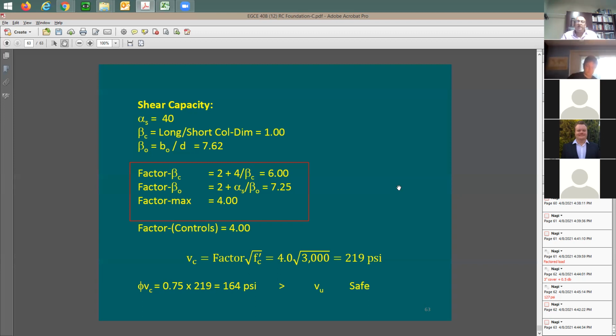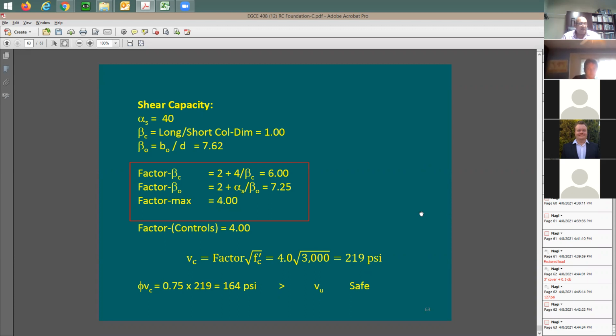Now in your project, you're gonna have a footing design. And in your footing design, you're gonna be doing 3 checks: reinforcement, one-way shear, two-way shear. So first, you size the footing based on the allowable soil bearing pressure. Okay? Second, you need to find out the reinforcement. Third, you need to do one-way shear check.